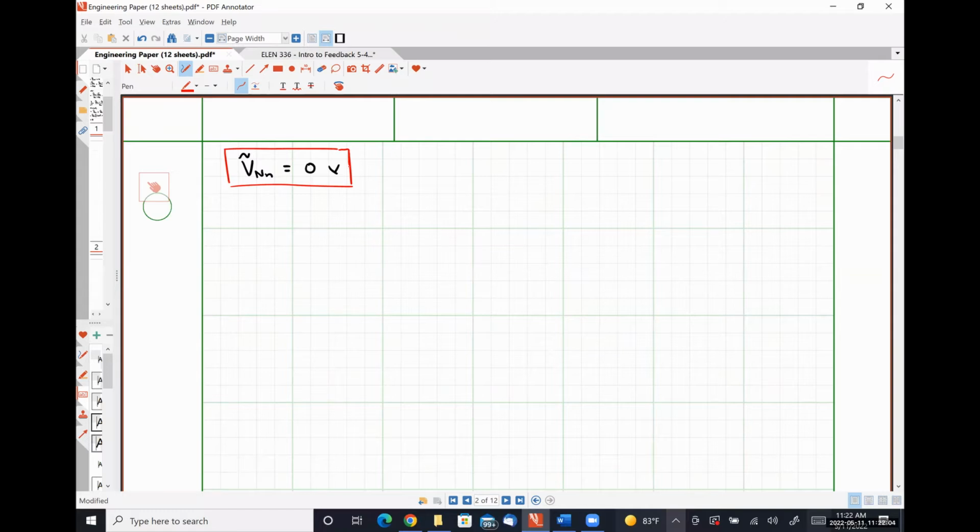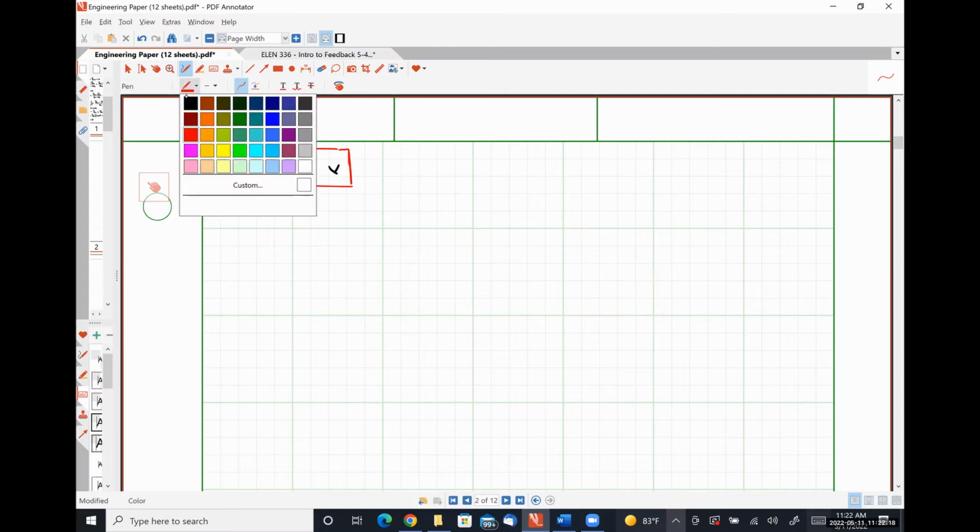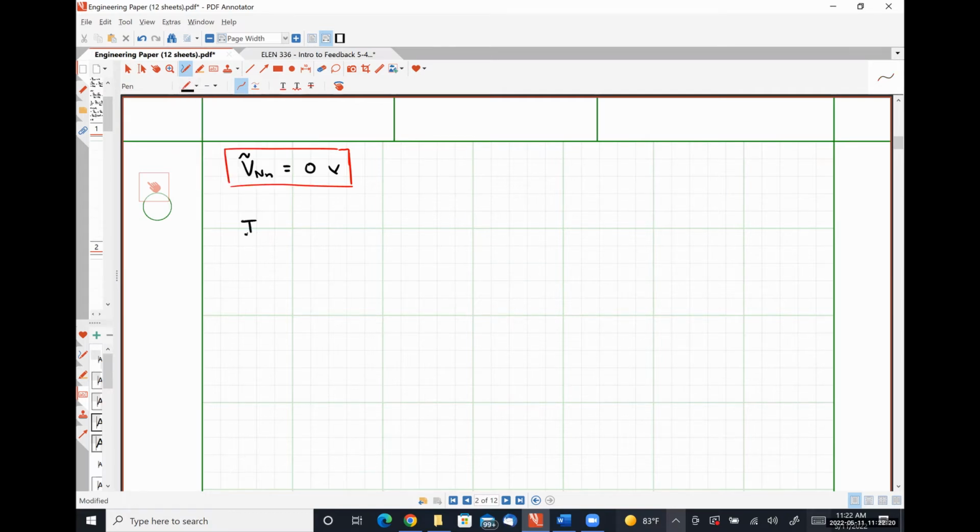All right. So from this result, which is only true for a balanced three-phase system, we can observe several things. First, let's look at the current flowing through the neutral conductor. That's going to be negative V capital N lowercase n over Zn. That has to be 0.